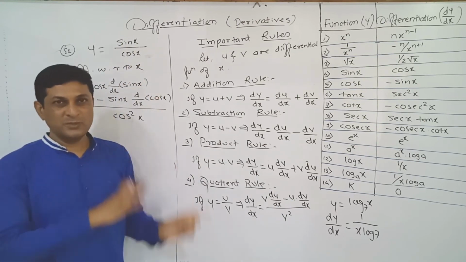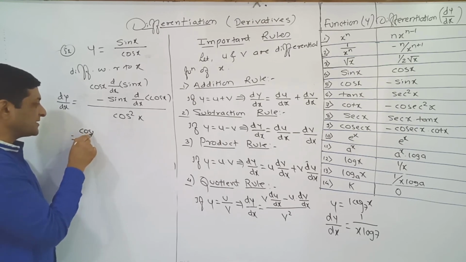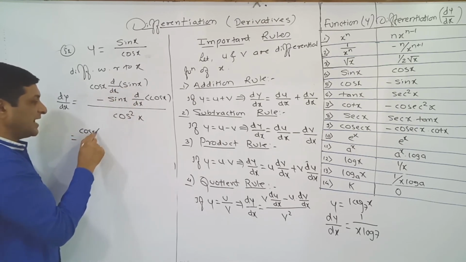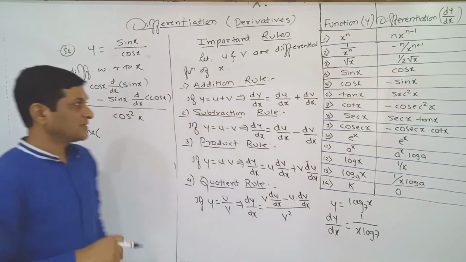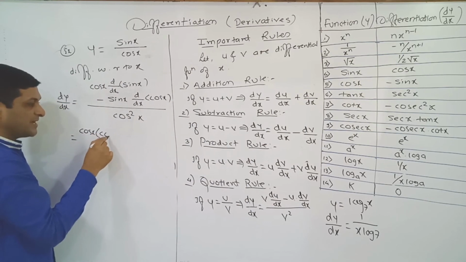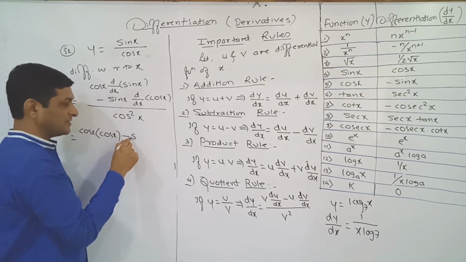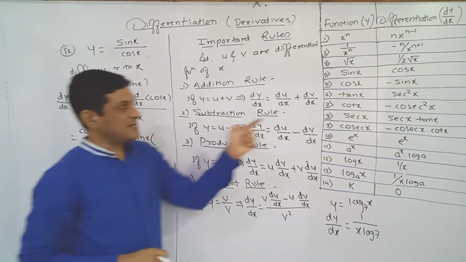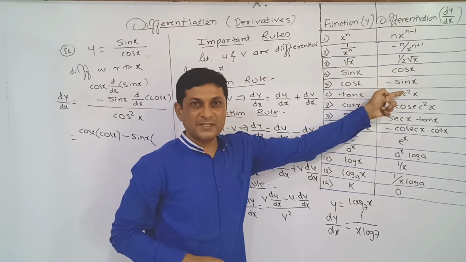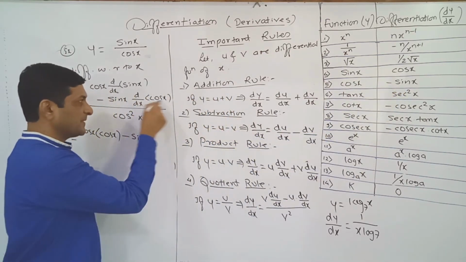Now let us simplify it. In the numerator, keep this cos x as it is. What is the derivative of sin x? According to our standard formula, the derivative of sin x is what? Cos x. So replace this derivative of sin x by cos x. Minus also keep as it is. This sin x also as it is. Now the derivative of cos x. Our standard formula says the derivative of cos x is how much? Minus sin x. So replace this by minus sin x, divided by cos square x, keep it as it is.